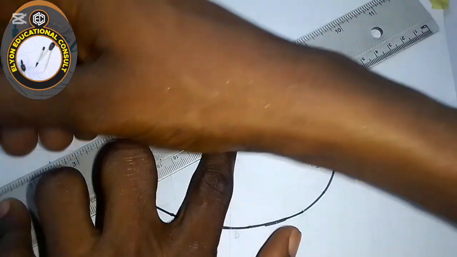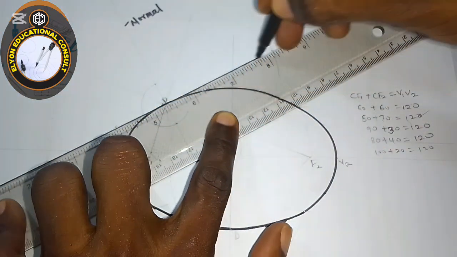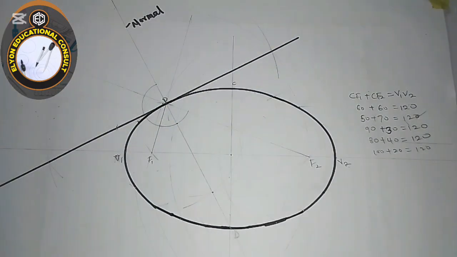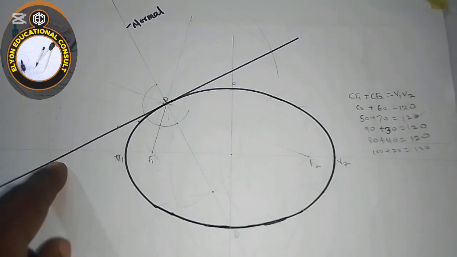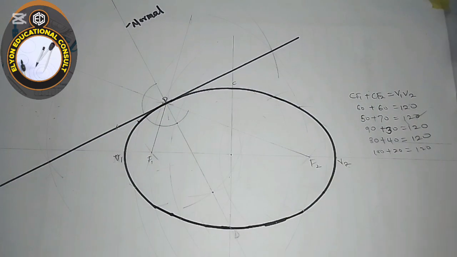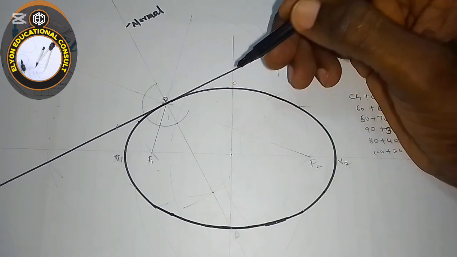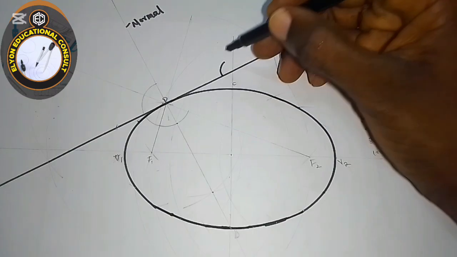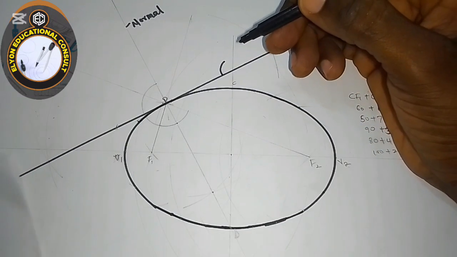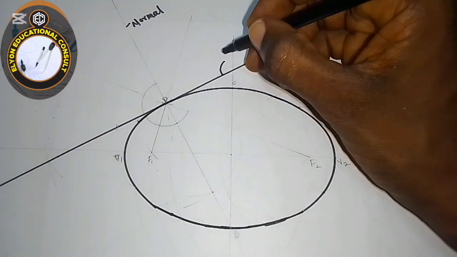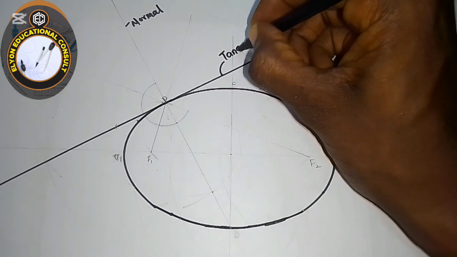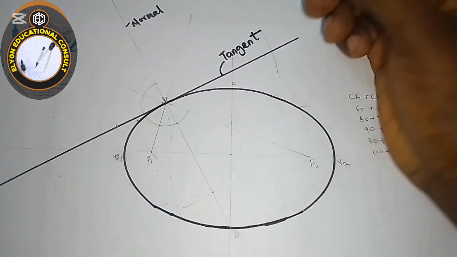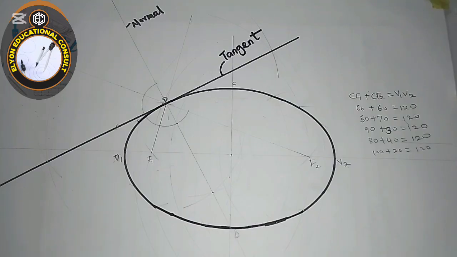So we have it like this, meeting the intersection of the two arcs. This will give me the tangent. So we can have that as our tangent.